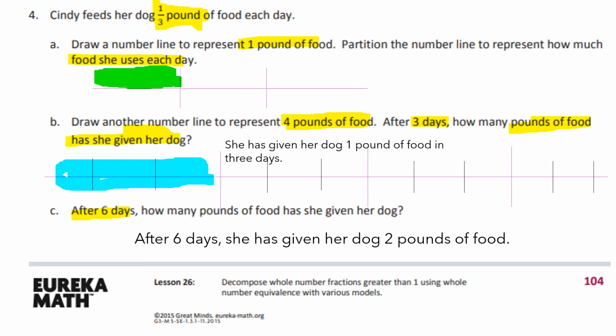And finally, for number 3, it says after 6 days, how many pounds of food has she given her dog? And I said after 6 days, she has given her dog 2 pounds of food. We already know from above, if it takes 3 days to give her 1 pound of food, then if we double it, that becomes 6. So there you go.